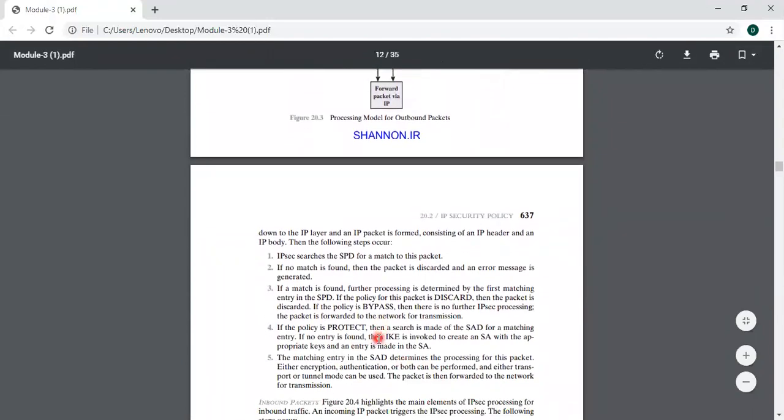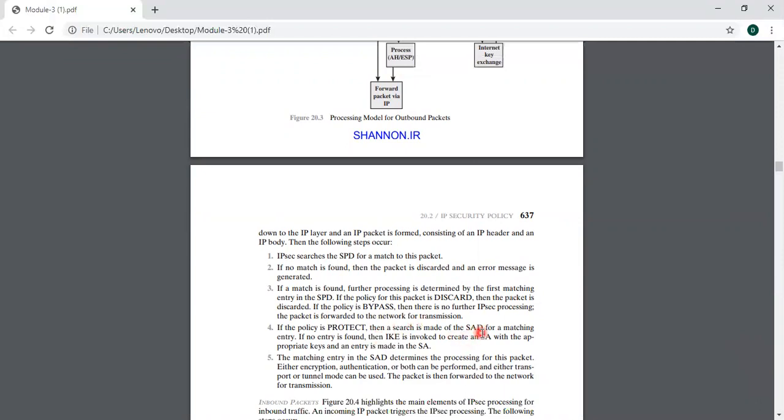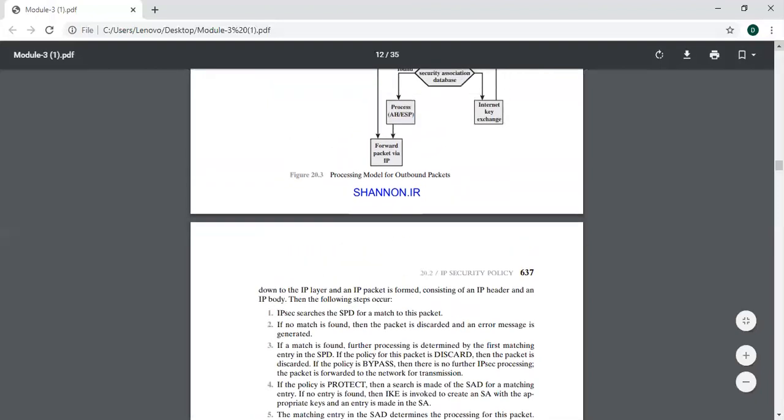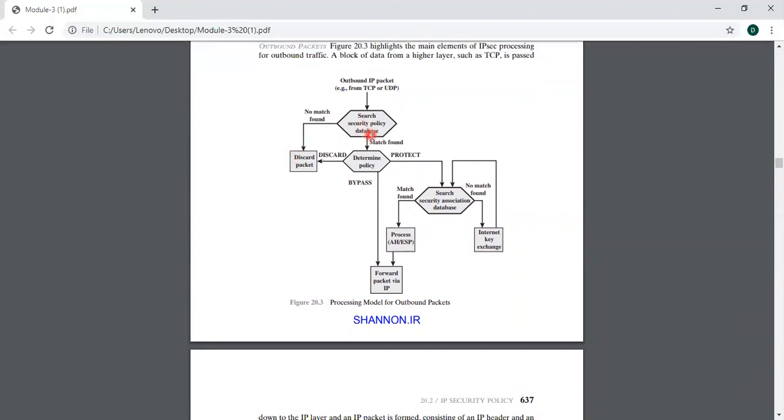If the policy is to protect, then a search is made of the SAD, the Security Association Database, for a matching entry. If no entry is found, then IKE is invoked to create a security association with the appropriate keys, and an entry is made in the security association database. So here you can see, if no match is found, it is discarded. If a match is found and the policy is determined to be bypass, then it is directly bypassed and transmitted.